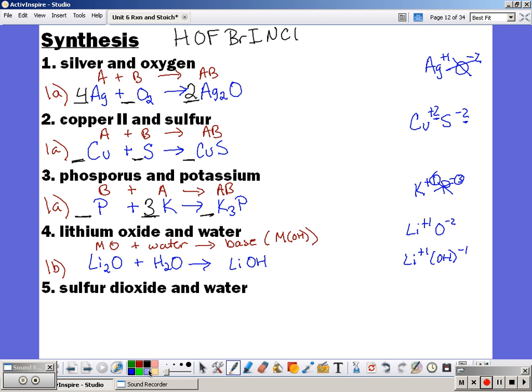We need to balance 2 lithiums, 1 lithium. I'm going to put a 2. That gives me 2 oxygens, 1 and 1 makes 2. 2 hydrogens, 2 hydrogens, it's balanced.